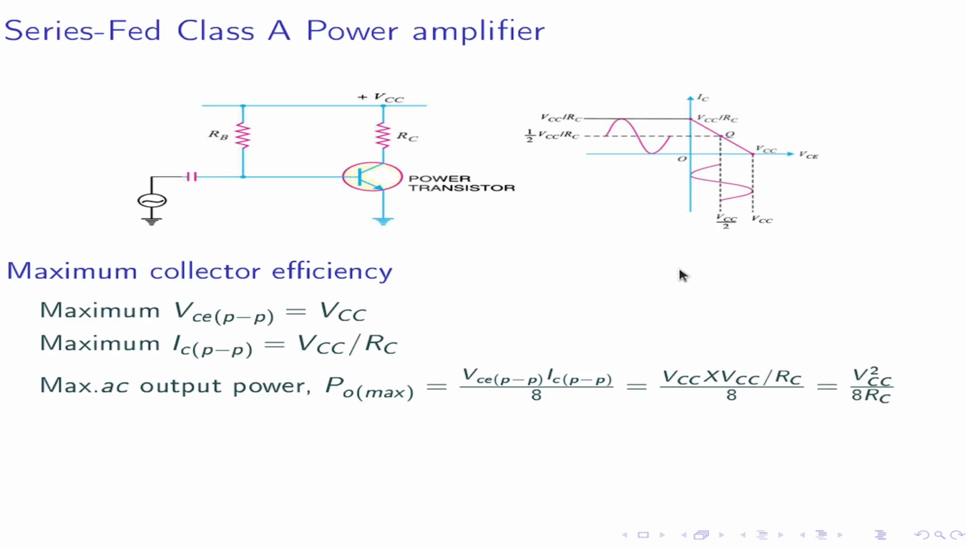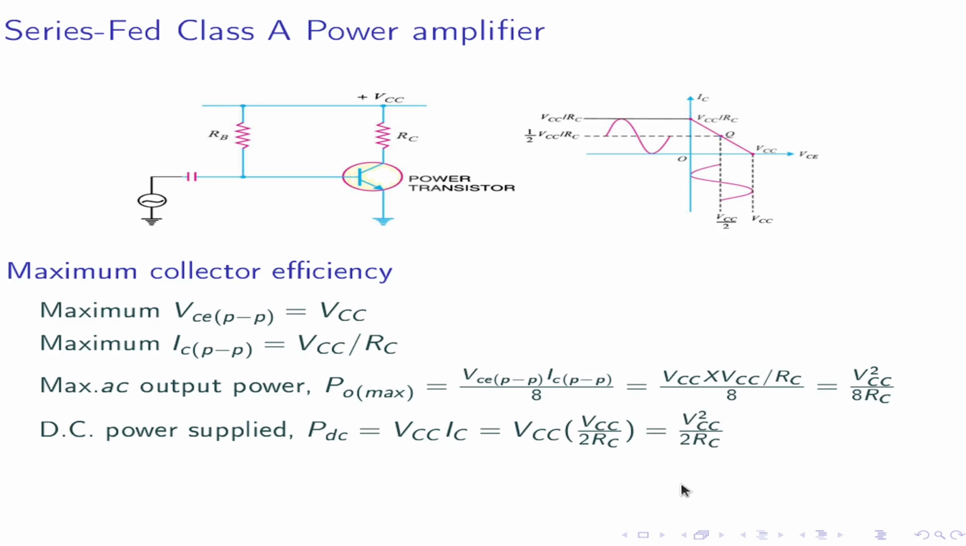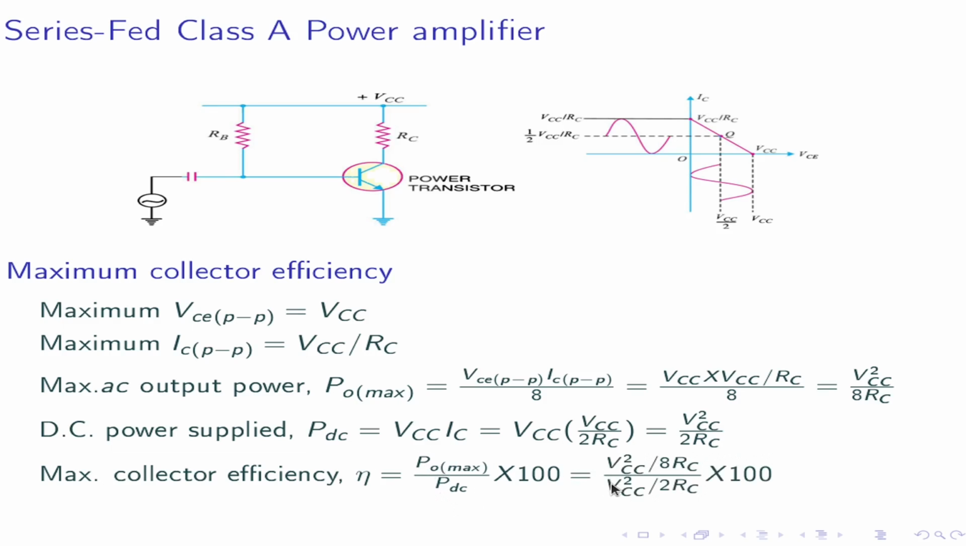That is equal to VCC square by 8 RC. DC power supplied PDC is equal to VCC into IC. That is equal to VCC into IC is half VCC by RC. That is equal to VCC square by 2 RC. The maximum collector efficiency eta is equal to PO max divided by PDC into 100. That is equal to 25%. Thus, in a series fed Class A power amplifier, we have a maximum collector efficiency of 25%.